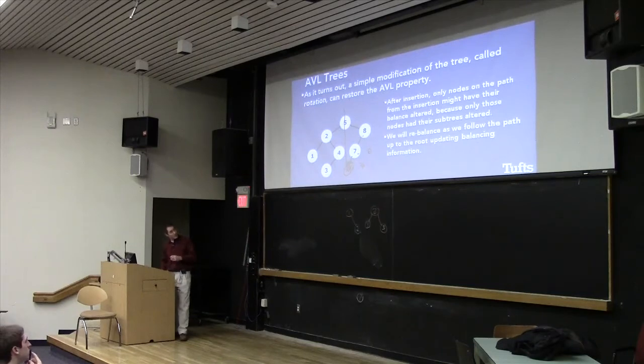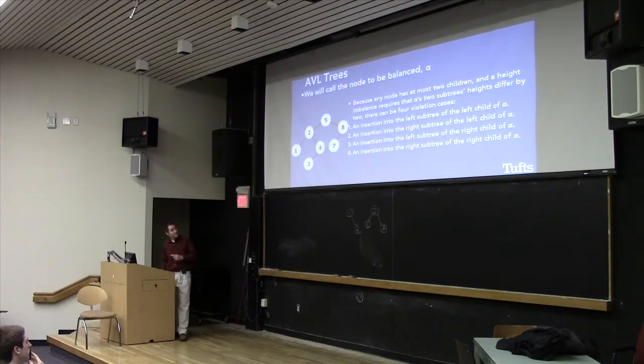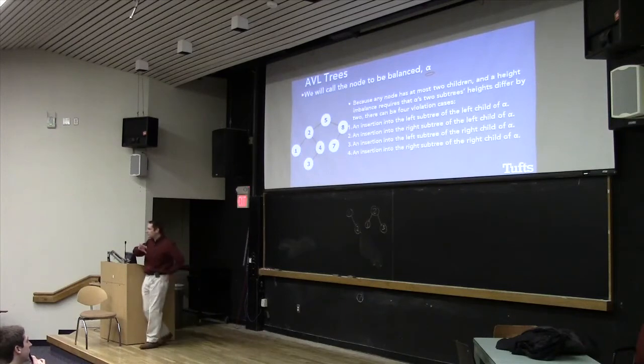All right, so let's see how this actually works. Because any node has only 2 children, and a height imbalance, I've got some mathy things in here. If we call the node to be balanced alpha, each node has at most 2 children. A height imbalance requires that the 2 subtrees of that node differ by 2. There can be 4 different cases. And this is where it gets a little bit tricky.